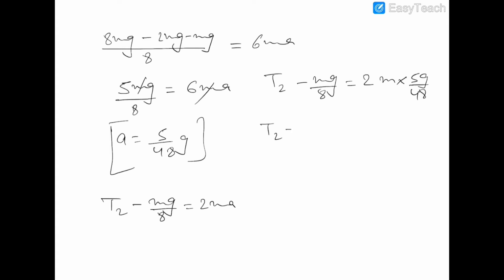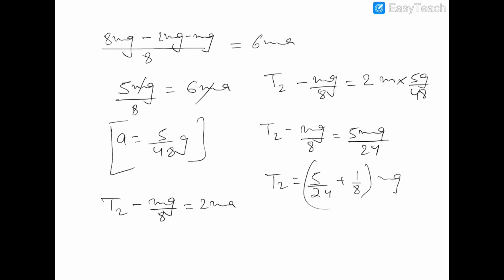So T2 minus mg by 8 is equal to 5mg by 24, and T2 would be equal to 5 by 24 plus 1 by 8, times mg. So this T2 would be equal to mg by 3. So m is equal to 3 kg and g is 10, so T2 is equal to 10 newtons. So this is the final correct answer.